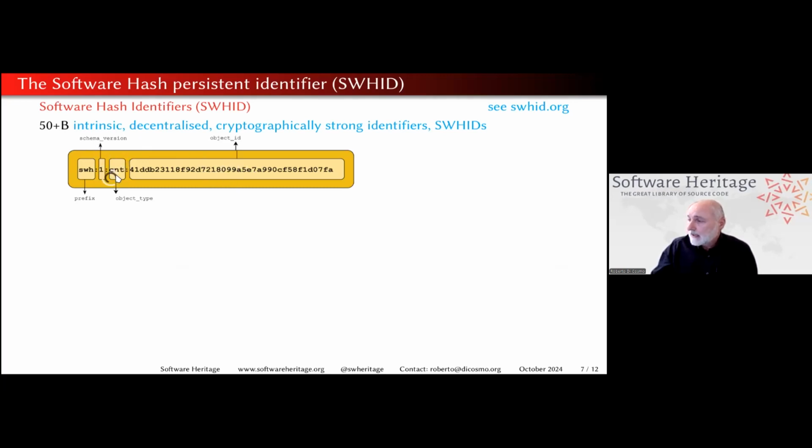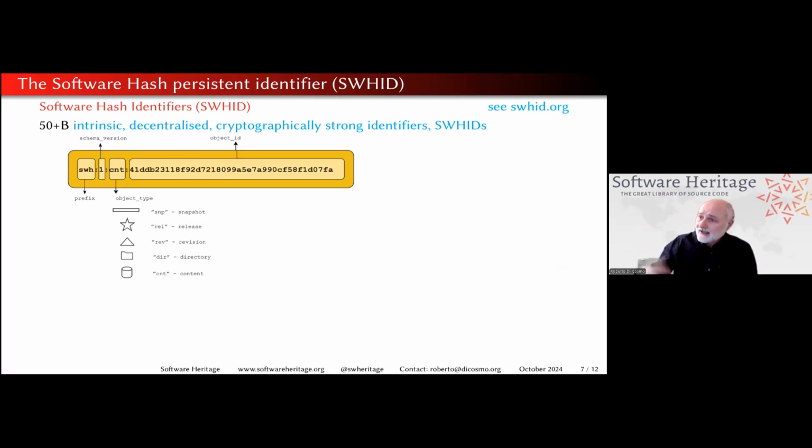This is version 1. A tag that tells you what kind of object you are identifying, and then the hash that has been computed out of it. What kind of objects can you identify in the archive? The content of a file, a directory, a revision, a release, a snapshot. These are the different things you can have.